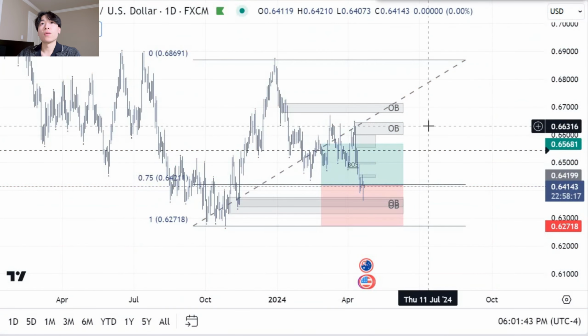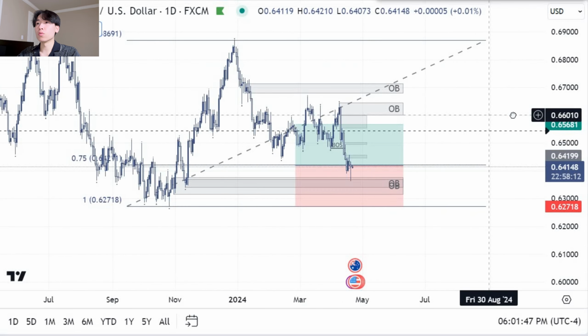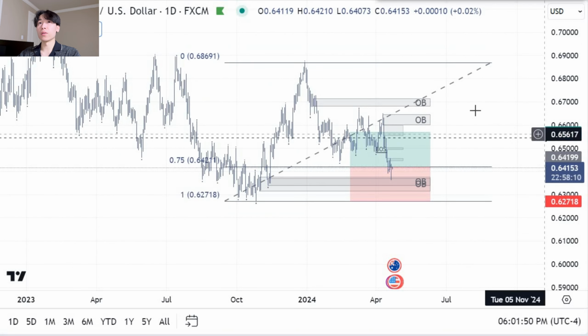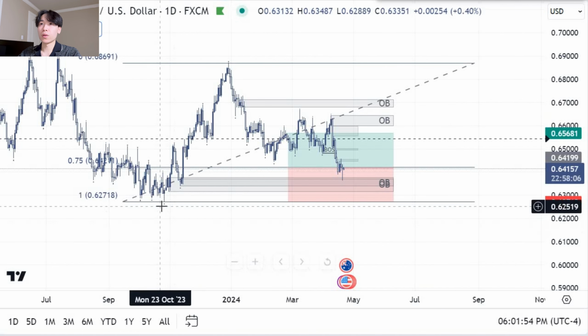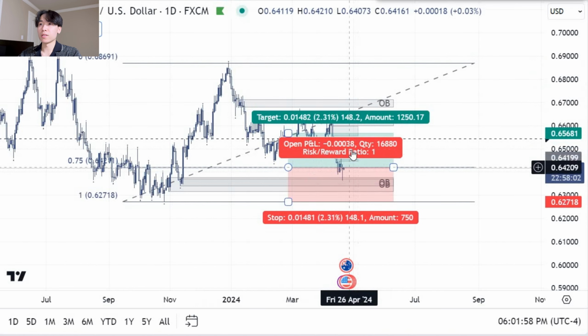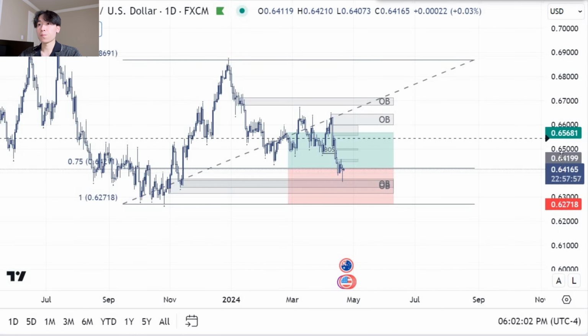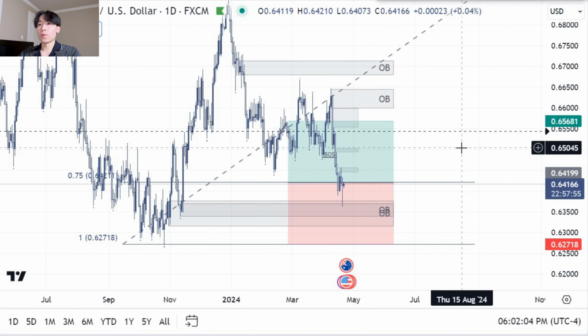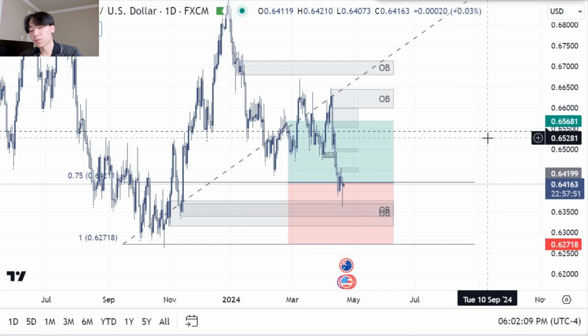So first, we are on AUD USD. The whole trade idea was framed on the daily time frame. I drew a fib from this bottom over here to the high, and when price retraced down to this area, which is the 0.75, that's when I decided to take an entry. Now this is a one-to-one trade.